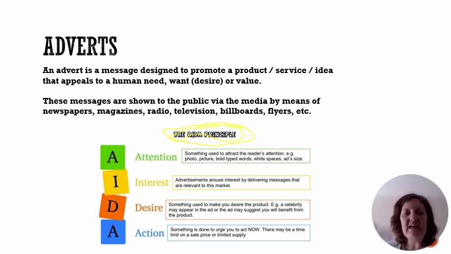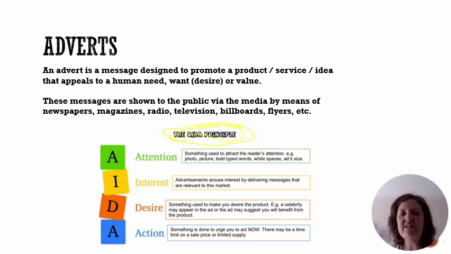So the A in AIDA stands for attention. What particular technique has been used to draw our attention to an advert? Is there an interesting photo or picture? Are the words typed very bold and written in a way that grasps our attention? Is there a contrast between light and dark that gives us a certain impression of the advert, etc., etc.?